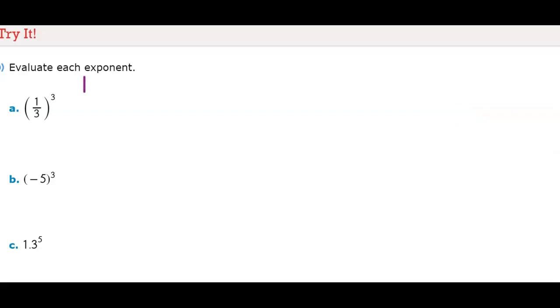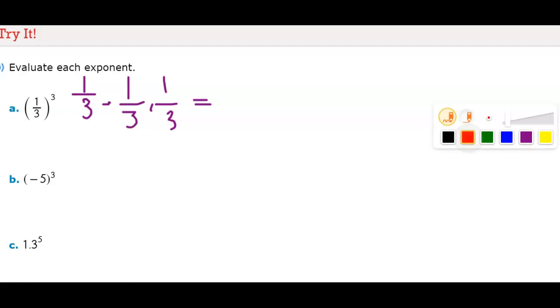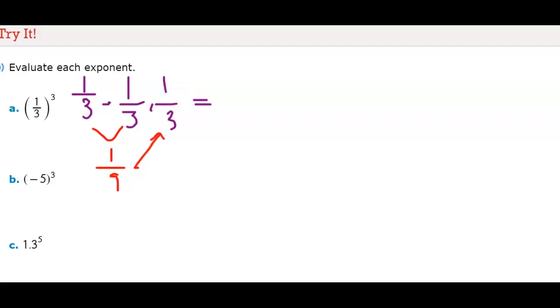So 1/3 times 1/3 times 1/3. So we multiply the first two, and that is going to be 1 times 1 is 1, 3 times 3 is 9 because we're multiplying straight across. Now we do 1/9 times 1/3. 1 times 1 is 1, 9 times 3 is 27. So that answer would be 1/27. Now let's look at B.